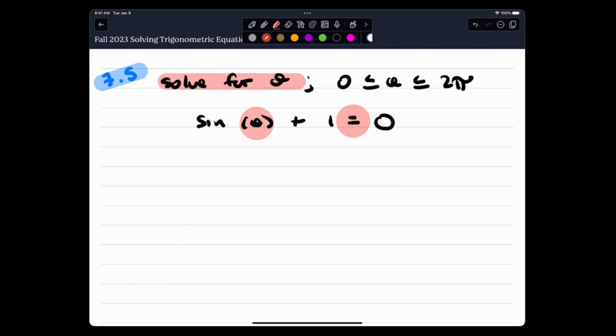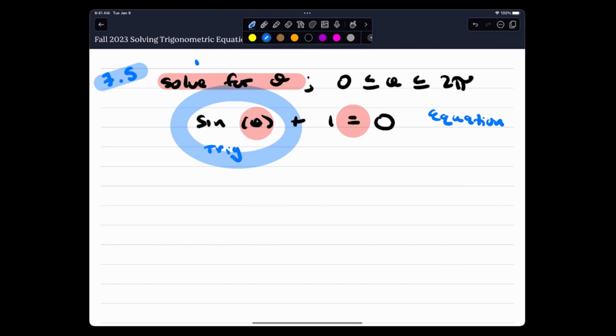So there's two things you want to look out for. It says solve for the variable, and you have sine theta plus 1 equals 0. Now you guys remember, this is an equation. It involves what kind of function is this? Anybody know? That's a sine function. So that's a trig function, is that right?